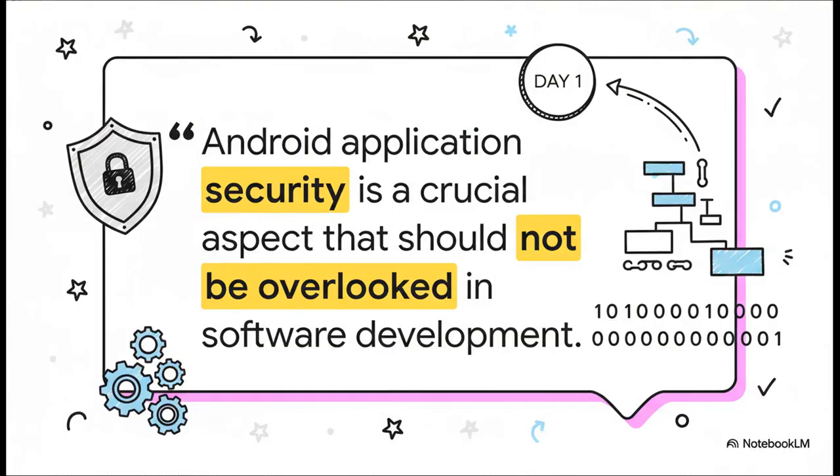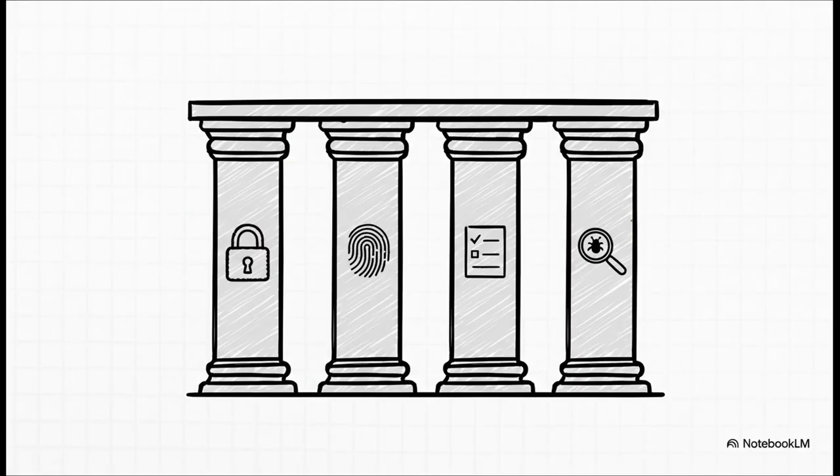And look, this isn't just a best practice. It's a fundamental principle that's backed by a ton of academic research. Security is not a feature you add on at the end. It has to be part of your thinking from day one, from the very first line of code. So what does that actually look like? Well, it really rests on these 4 pillars.